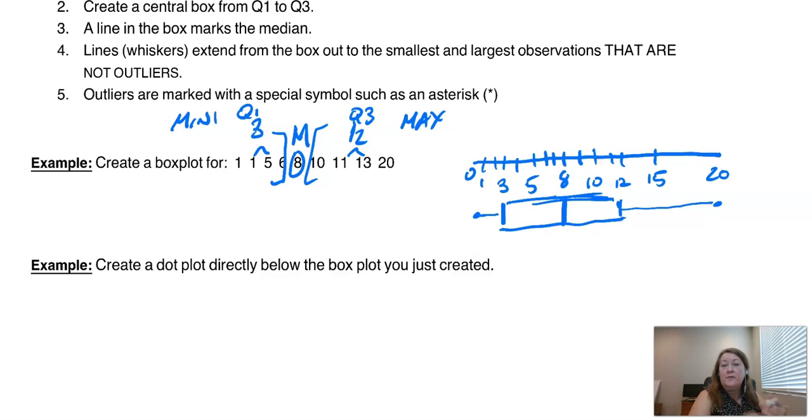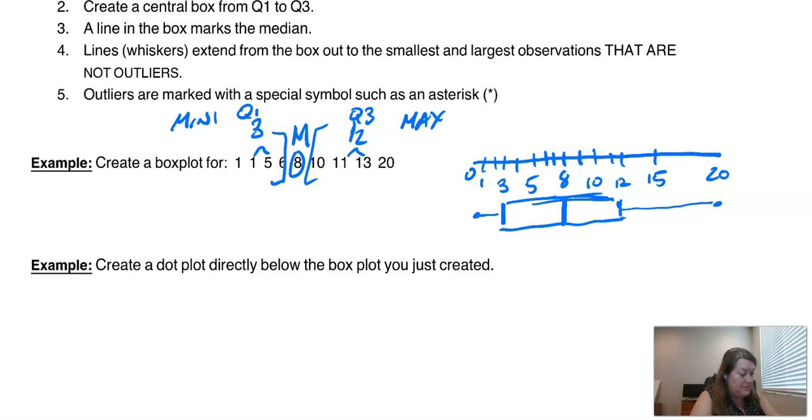All right, now in number 4 in the directions and in the rules, it says extend from the box out to the smallest and largest observations that are not outliers. So this would be just a regular box plot. It would not check for outliers. We can do that in a minute, and then we'll modify it and see if they need to be outliers in there or not. So this is what a box plot would look like horizontally. Imagine if you put it up vertically, it's just going to be the same thing turned 90 degrees. Not a big deal.